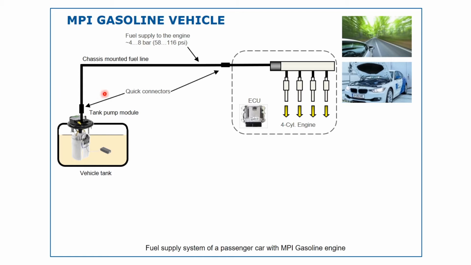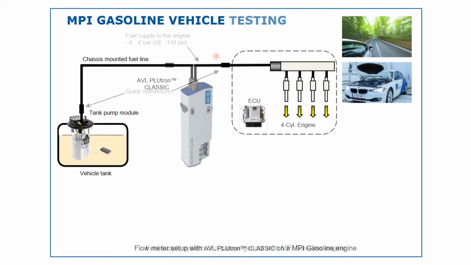Usually there are quick connectors found at the tank pump module and in the engine compartment close to the engine. Flow meter position should be chosen as close to the engine as possible to minimize environmental influence. So the best position is inside the engine compartment. In case there is not enough room to fit in the meter, the second best position is just above the tank module. We will see later how to access those connectors.